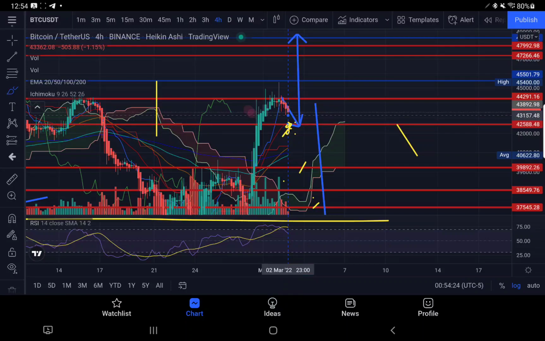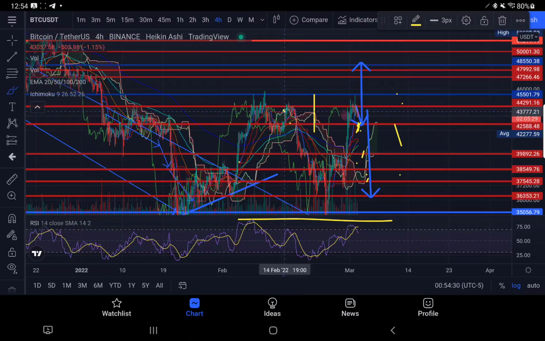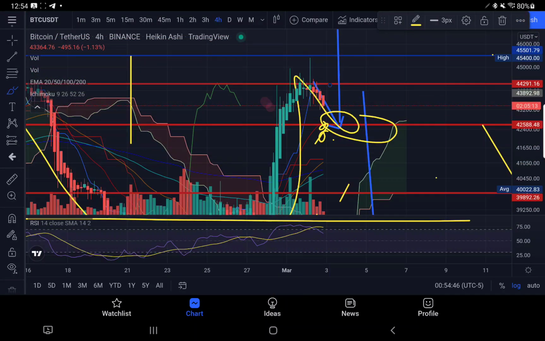I think 42,588 is where it's going to touch, and it's going to prove bullish if it's going to hold this area. I've stated my case many times that this is a bullish cup and handle if it holds right here and touches the 4-hour time frame. The fear is if it doesn't hold here, you could come all the way down to the 38.5, and the Ichimoku is signifying exactly what I'm saying.